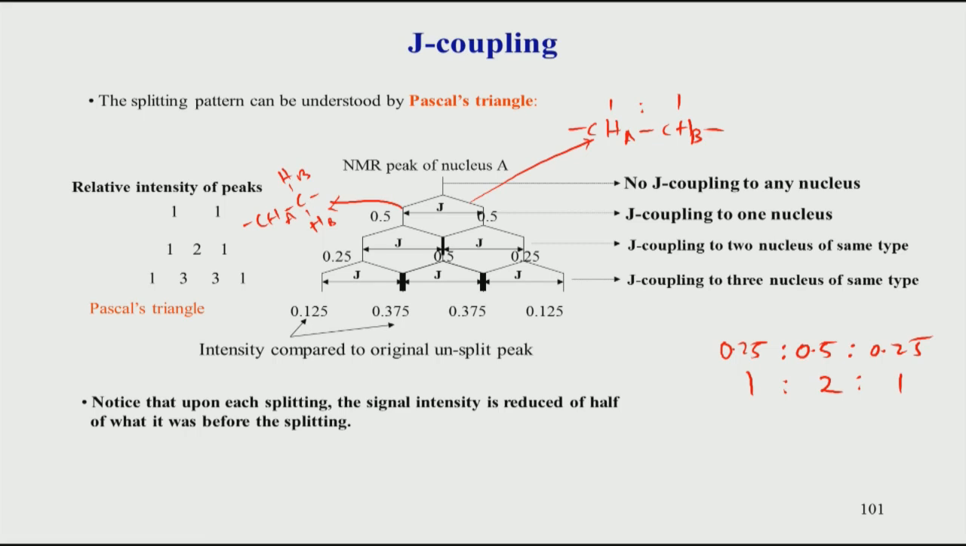Welcome back. In the last class, we saw how we can calculate the J coupling pattern based on the number of hydrogens to which a given hydrogen is coupled. This was using this Pascal triangle, which is shown here. If one hydrogen is coupled to one hydrogen, we get a doublet because of the splitting, and the signal gets split into two equal halves. So, you get 0.5, 0.5, which has a ratio of 1:1, the relative intensity.